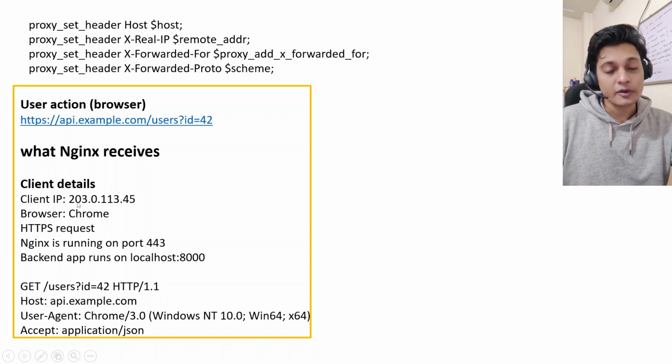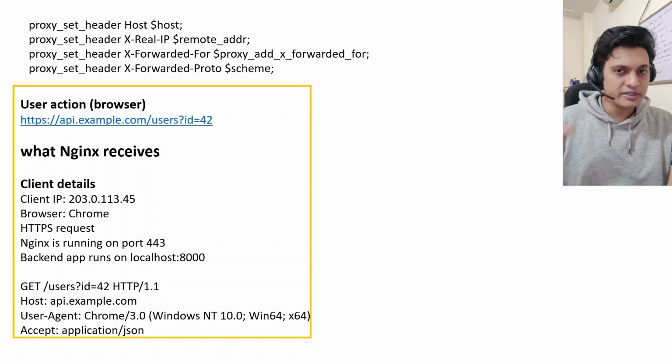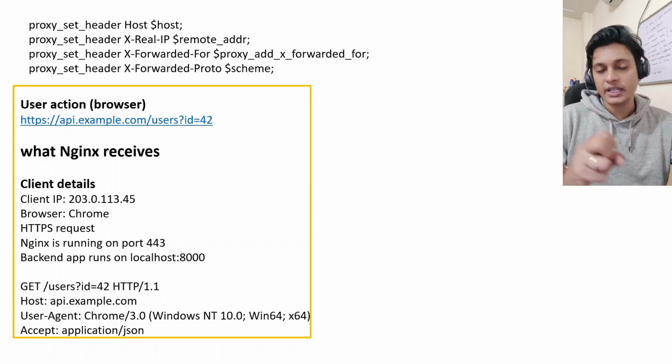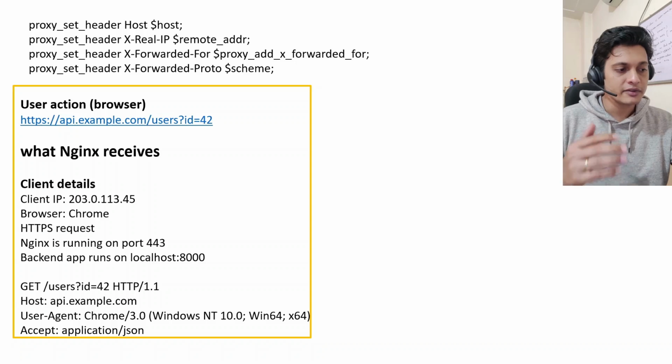The client detail is from which client, which system IP this request was generated, and from which browser. If you can see, it is the HTTPS request. My Nginx is running on port 443, which is the secure port, and my backend is running on localhost 8000. So Nginx has all these details, and when it gets a request like this, it will get all the details of the client as well.